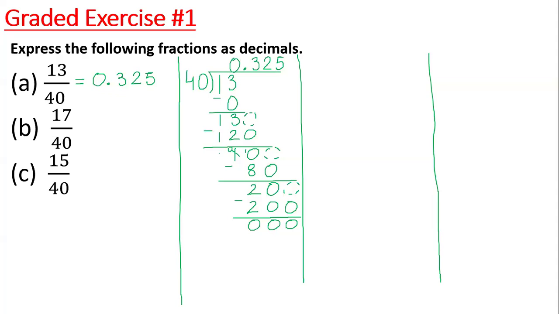All right. Did y'all get this? Let me know if y'all got this for me. Yes, sir. Okay, good. Now let's go on to B. What is y'all's answer for B before I even started? 0.425. Yes, sir. Okay, 0.425.